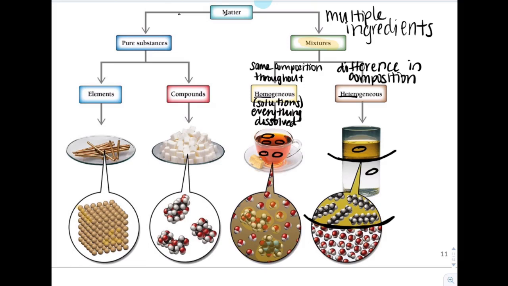Another example of heterogeneous would be like pepperoni pizza. If you don't have pepperonis, take it off. You can tell that there's different pieces to the mixture, and that means it is heterogeneous. And so think about homogeneous meaning the same throughout, heterogeneous is different. So think about taking samples from your mixture. If all the samples are the same, homo, all the samples are different, hetero.